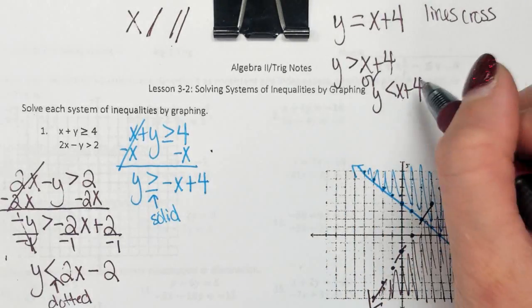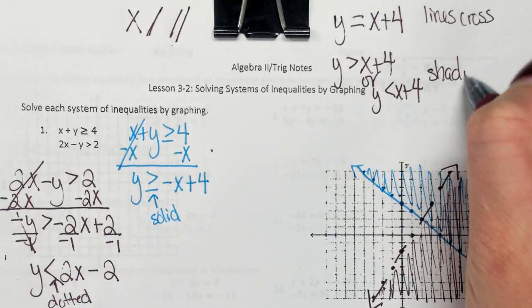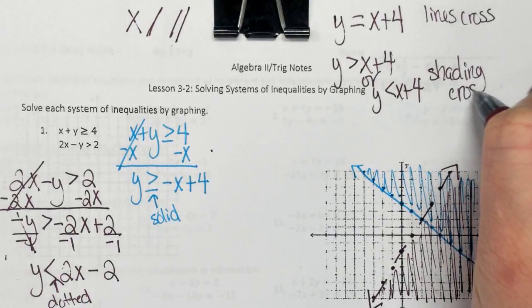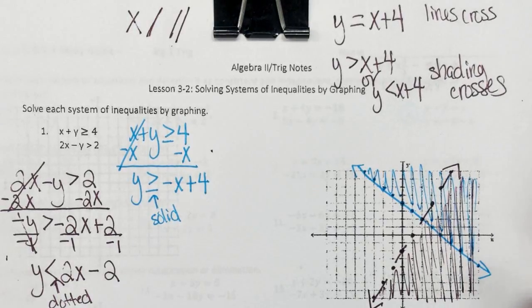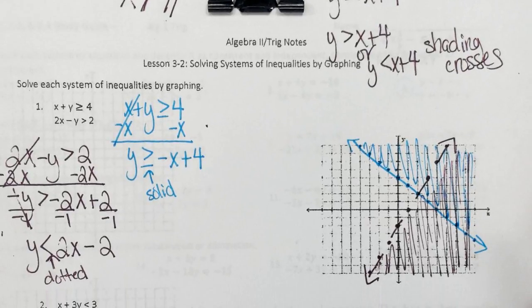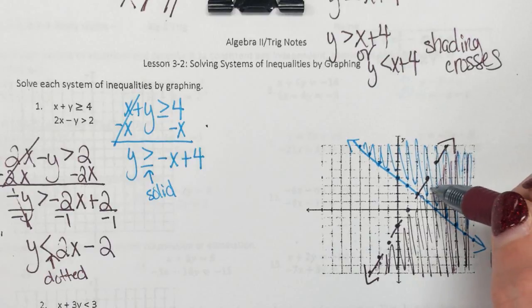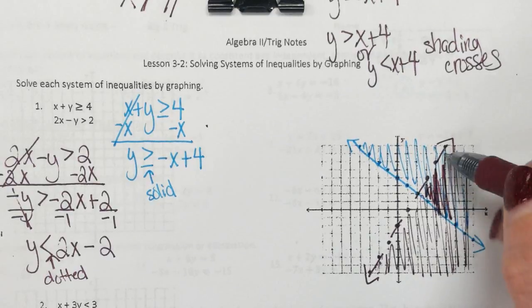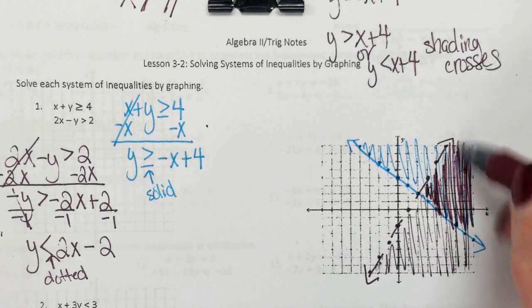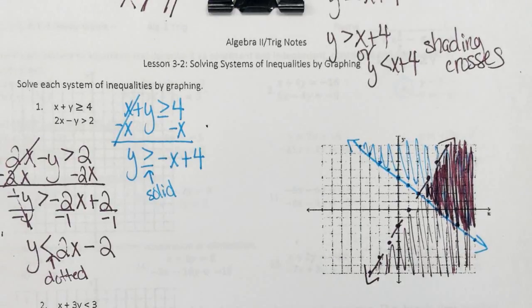This one, I'm only worried about where the shading crosses. So on this graph, on number 1, do you see the part where the blue shading and the red shading crosses up here? Yes. Yep, it's right here. That's what you're going to shade really, really dark. Because if it has a less than or a greater than, you're concerned about where the shading crosses. Kind of, sort of.